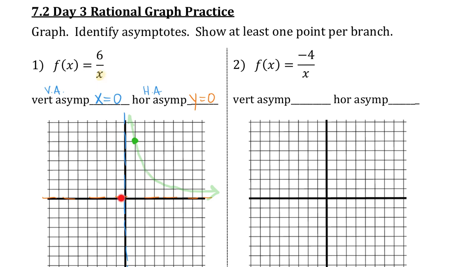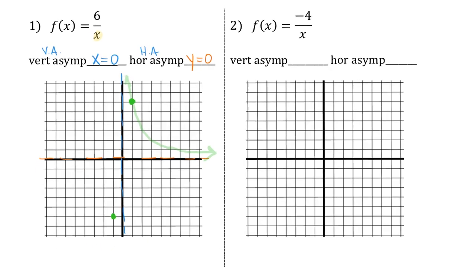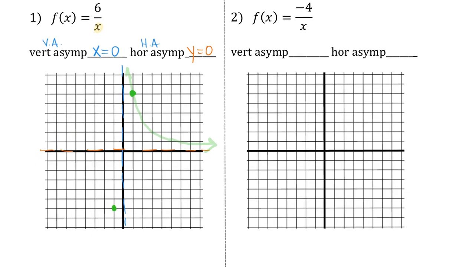Now I need to plug in a number to the left of the vertical asymptote. The vertical asymptote is x equals 0, so I'm going to plug in negative 1. 6 divided by negative 1 is negative 6. So negative 1, negative 6. Again, that's not very much information, but because of the asymptotes, I know that this graph must go towards the vertical asymptote, and as it goes up, it's not going to go up forever. It's going to approach the horizontal asymptote eventually. So it should look something like that.